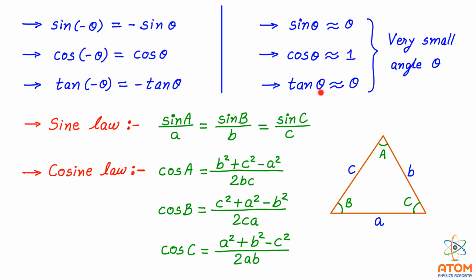For tan theta, again, the value is nearly equal to theta. So we can say for small angle theta, sin theta, theta and tan theta all three are the same, but cos theta is nearly equal to 1. Now let us see sine law and cos law.